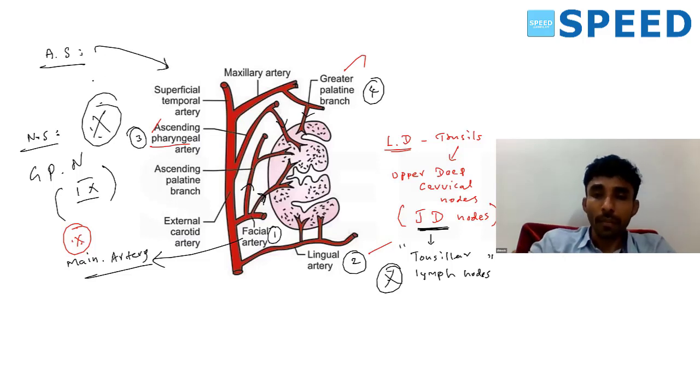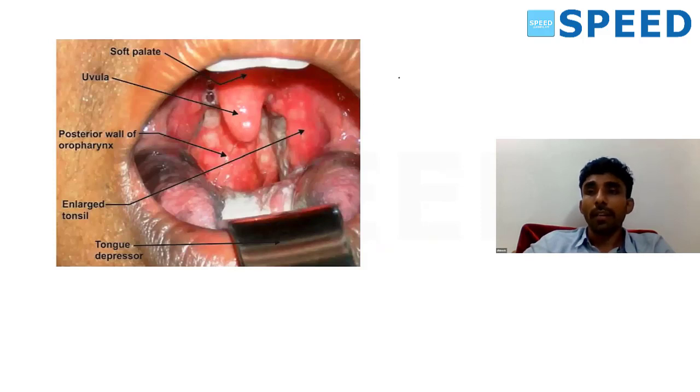Fine. Now see this diagram. You are able to see the uvula, which is exactly present in the midline. Normally, the uvula is present in the midline. If there is injury to the vagus nerve of one side, then the uvula will deviate to the opposite side. We have discussed this, right?